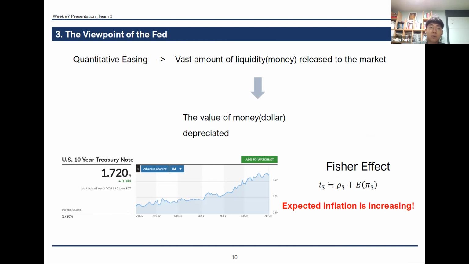This is the graph, which shows the change of the US 10-year Treasury note rate during the recent 6 months. Here, you can see the Treasury rate has been increasing from less than 1% to 1.72% now. According to the Fisher effect, the interest rate change is approximately equal to the change of the expected inflation rate. So we can see the expected inflation is increasing now.